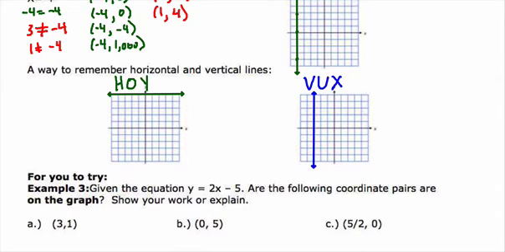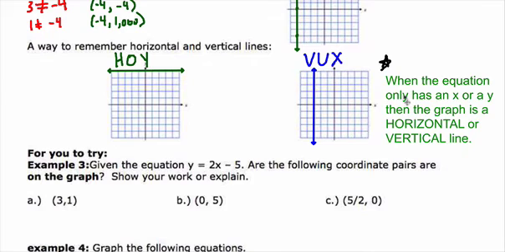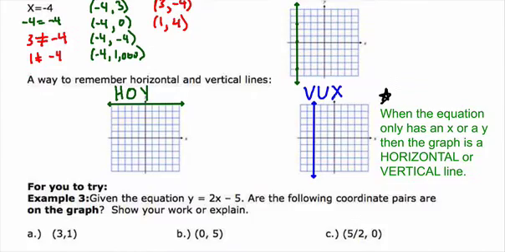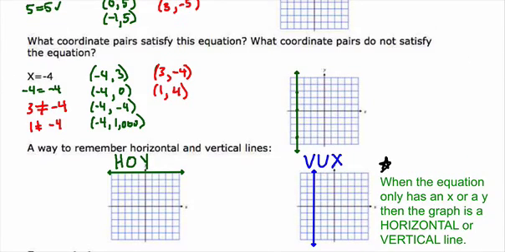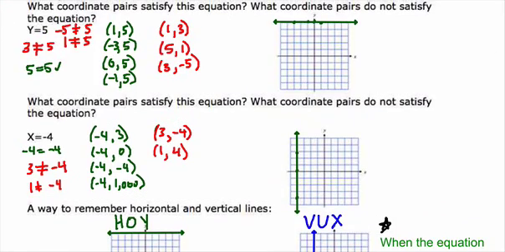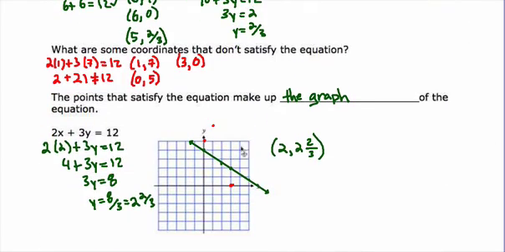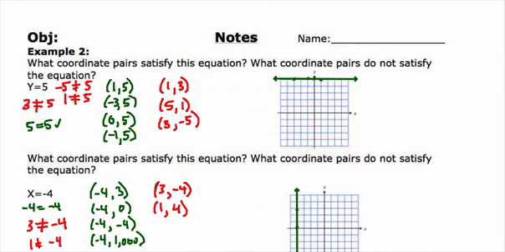So what does Hoy-Vux mean? Well, first, let's make a quick note off to the side here. Okay, when the equation only has an x or a y, then the graph is a horizontal or vertical line. See, notice these equations, this just had an x. The one above it only had a y, as opposed to this one on the front, which had an x and a y, and that made it a diagonal line.